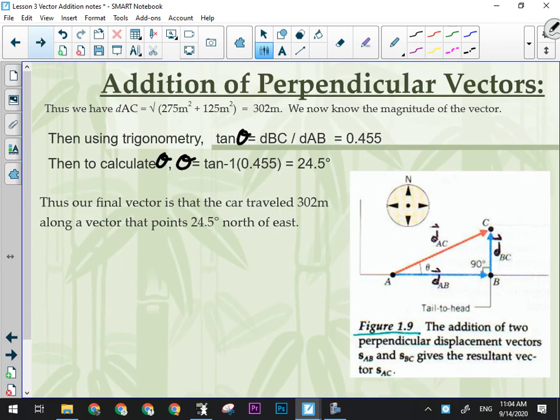So this is what we just did here. It's the math of what we just did. I don't know why I have 24 and a half there. I don't think it rounded up. Oh, because I rounded off there, that's why.